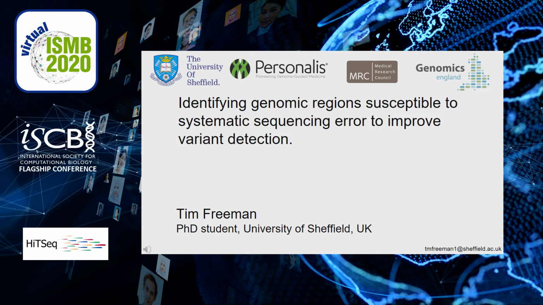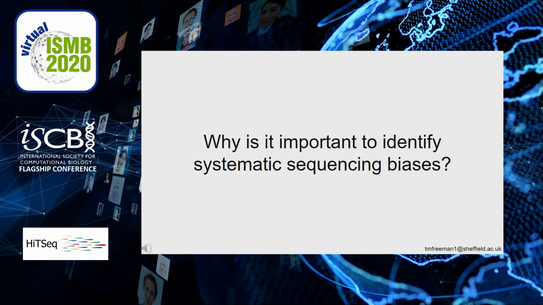I am excited to be presenting today my poster titled Identifying Genomic Regions Susceptible to Systematic Sequencing Error to Improve Variant Detection, which is about a quality control tool I have recently published in Genome Research to flag up systematic sequencing biases. So first of all, why did I want to identify systematic sequencing biases?